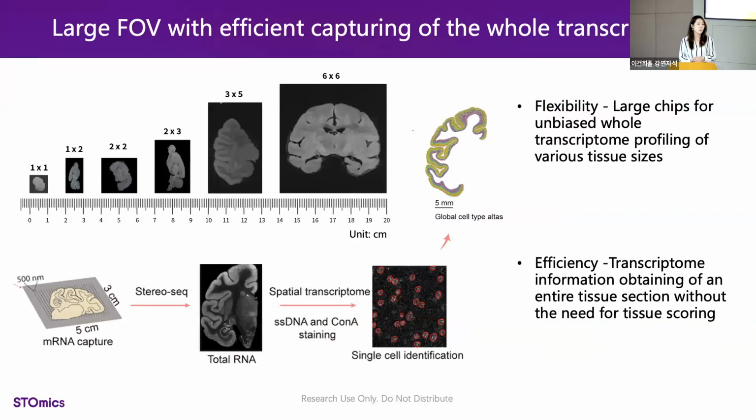Additionally, we're combating the low capturing area problem in the field by offering a large field of view with efficient capturing of the whole transcriptome of your tissue. Here we're demonstrating the flexibility and the efficiency of obtaining the information of the entire tissue section without having to score the tissue blocks. Here is one of the examples: a macaque coronal section displayed on a 3 centimeter by 5 centimeter Stereo-seq chip.